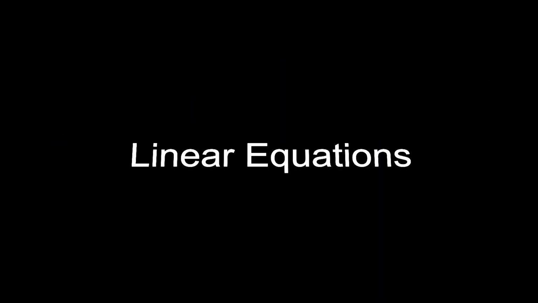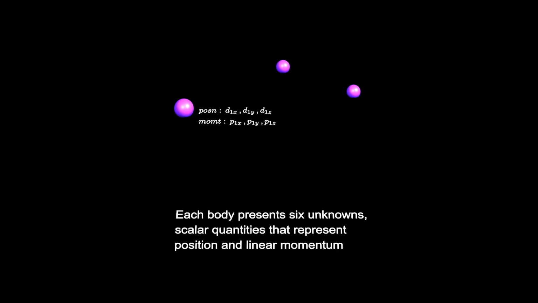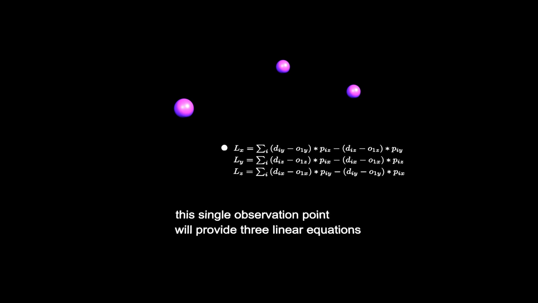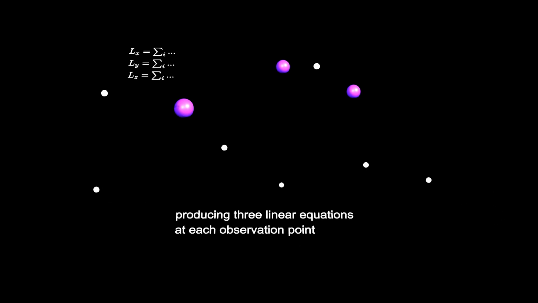Linear equations. Given a group of n bodies with total mass m, each body presents 6 unknowns, scalar quantities that represent position and linear momentum. If we know the value of angular momentum at one observation point, this single observation point will provide 3 linear equations. 3 linear equations are not enough to solve for 6n unknown variables. But we can make use of any number of observation points, producing 3 linear equations at each observation point. We easily can gather more equations than unknowns.